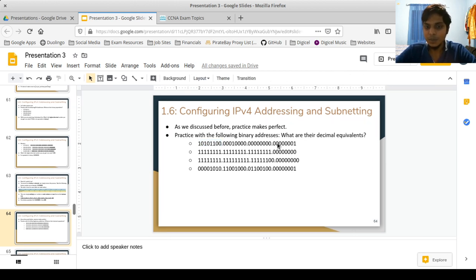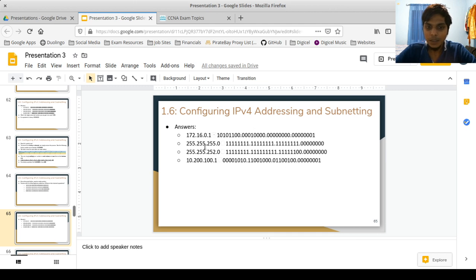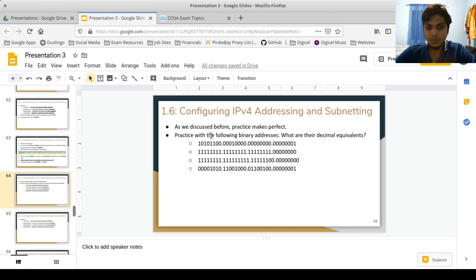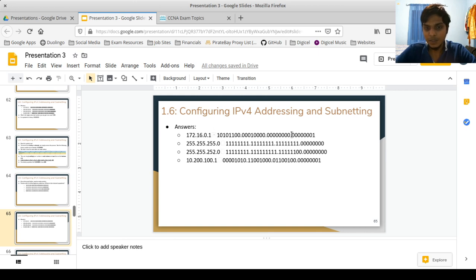So pause the video now and try to convert these addresses into their decimal equivalents. Right, so here are the answers. This is equivalent to this, is equivalent to this, is equivalent to this, and this is equivalent to this. So you should have gotten the same answers.